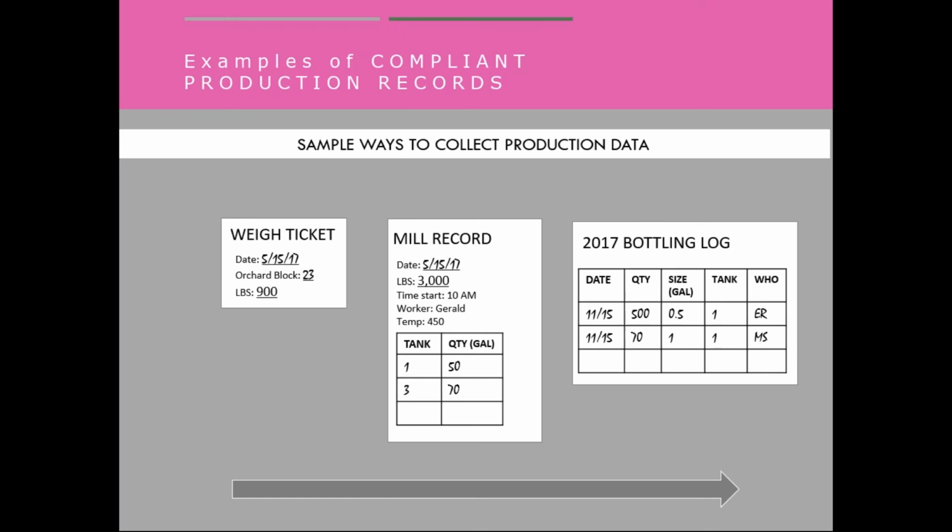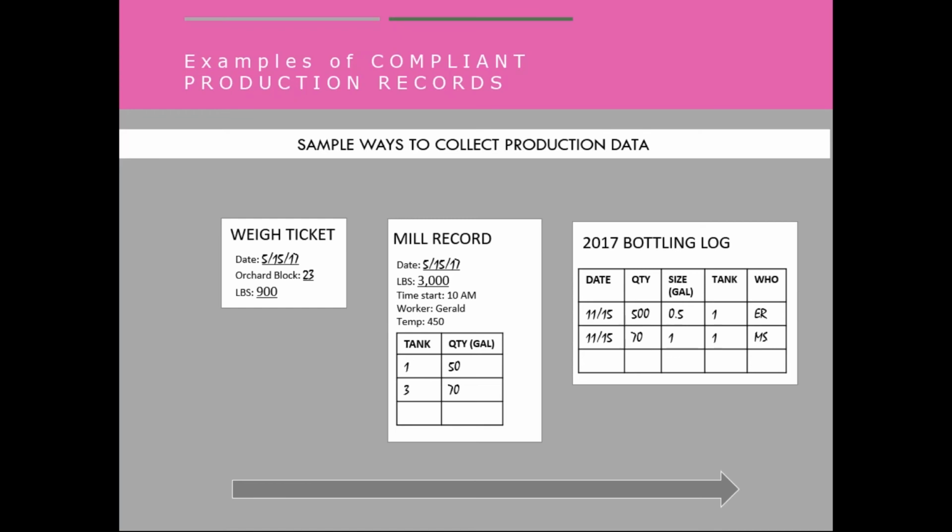So in this example, the weigh ticket ends up being the receiving log and shows, in this case, the date, where it was coming from and how many pounds were coming in. And then there's a milling record, which ties to the weigh ticket by the date, and then shows how many pounds that entire day were processed. And you'd have, you know, multiple weigh tickets possibly that equal this amount of pounds.